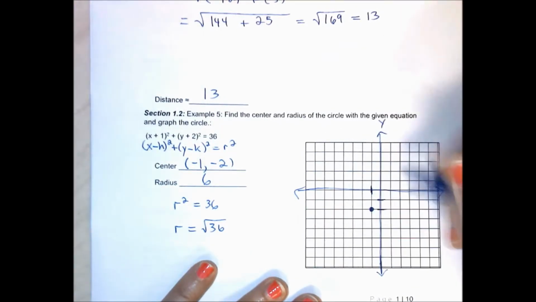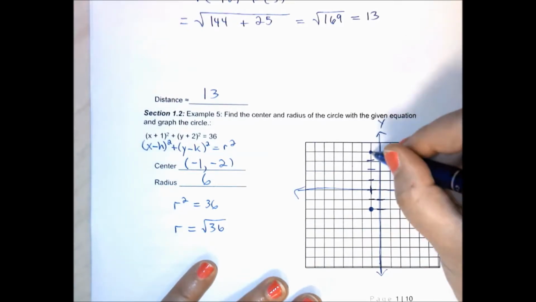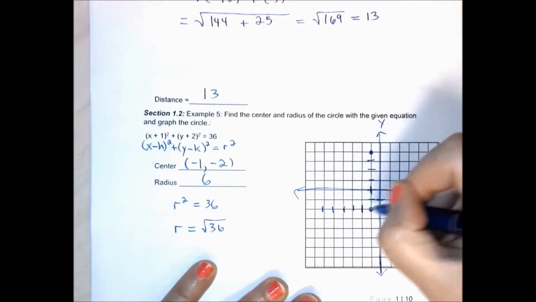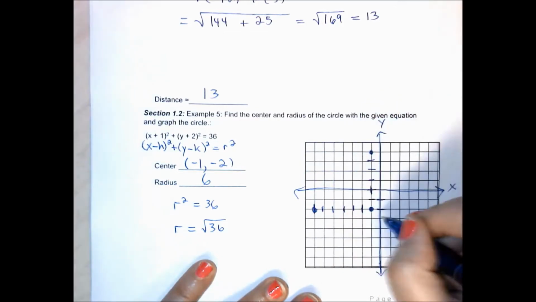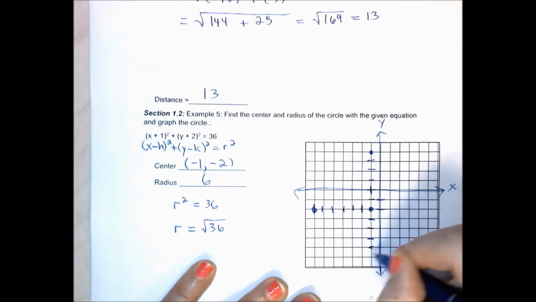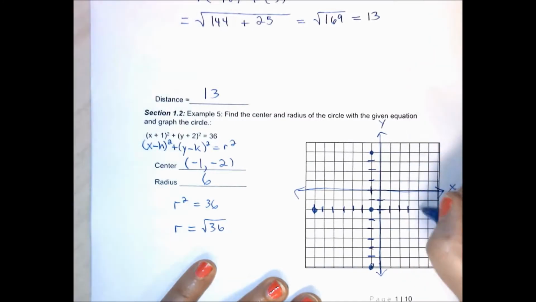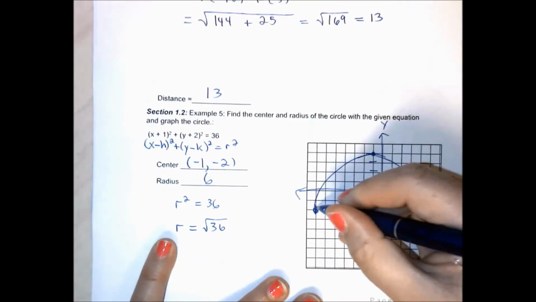-2, your radius is 6, so I'm going to go up 1, 2, 3, 4, 5, 6, left 1, 2, 3, 4, 5, 6, down 1, 2, 3, 4, 5, 6, and right 1, 2, 3, 4, 5, 6, and connect my dots, making the best circle I could possibly make.